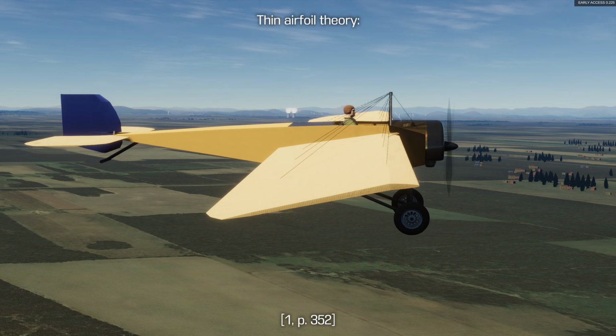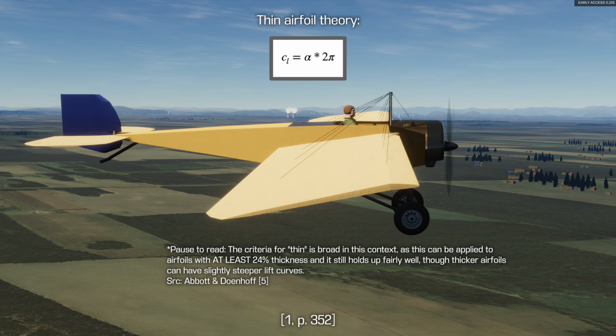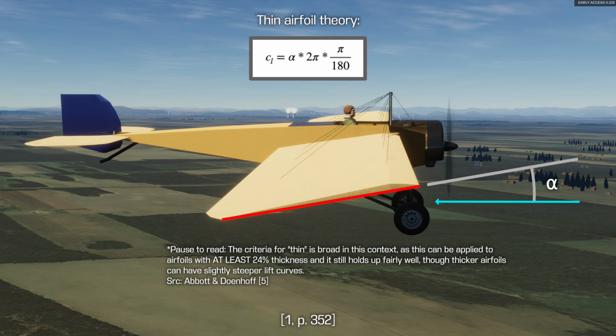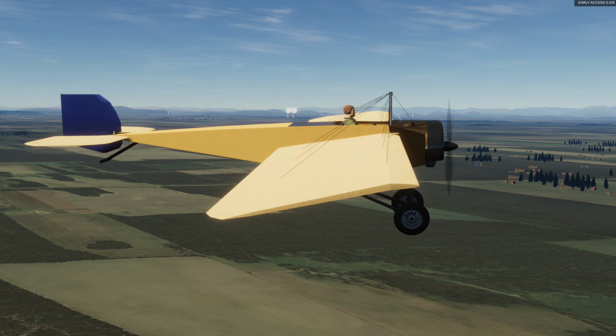According to thin airfoil theory, the lift coefficient produced by any thin airfoil can be calculated by multiplying the angle of attack, denoted by the symbol alpha, by 2 pi, where the angle of attack is the angle between the airfoil's chord line and the direction of the incoming air. It should be noted that the angle of attack used in this equation is in radians, so if we want the lift coefficient per a given angle in degrees, we must multiply the previous equation by pi over 180. This relation tells us that an airfoil's lift generated increases linearly with the angle of attack.